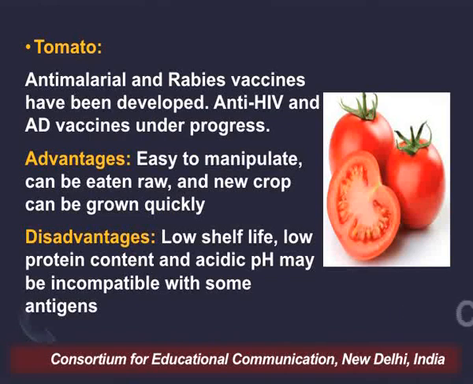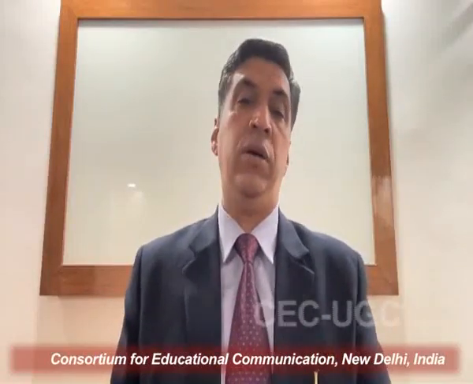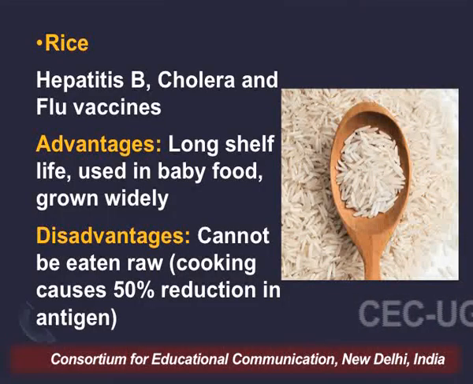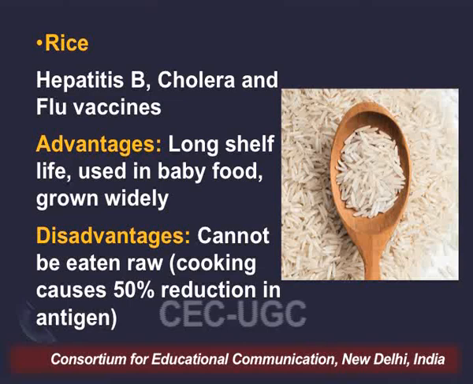Besides these, the acidic pH of tomato is sometimes incompatible with some of the antigens. They may get denatured in the acidic pH of the tomato. Then rice is another important plant that has been used to develop edible vaccines for hepatitis B, cholera and flu vaccine. Major advantages are that rice has a very long shelf life.